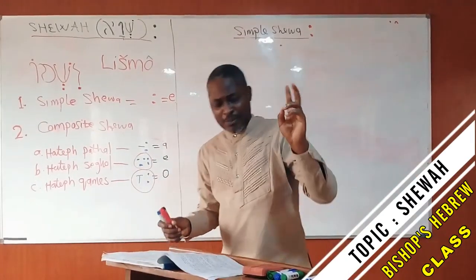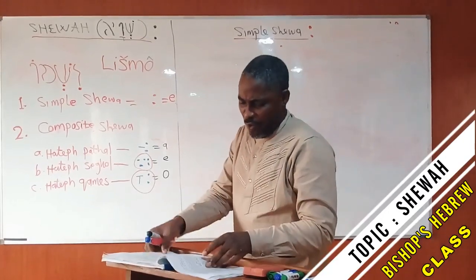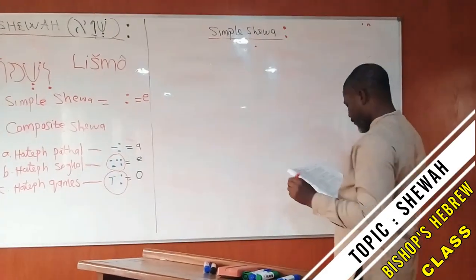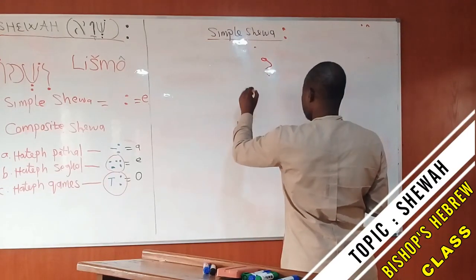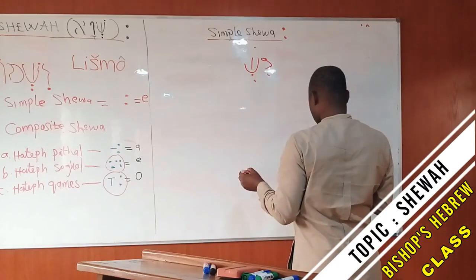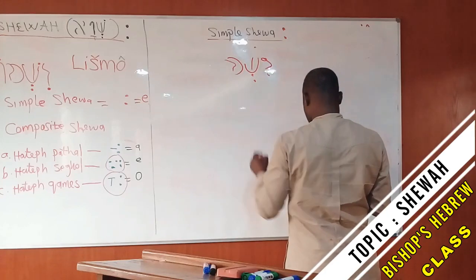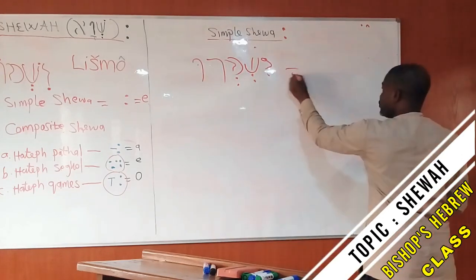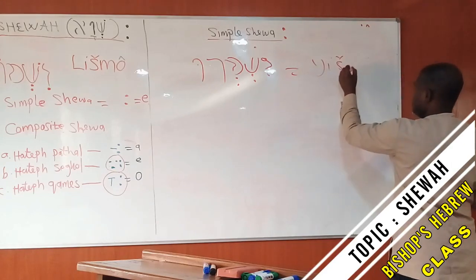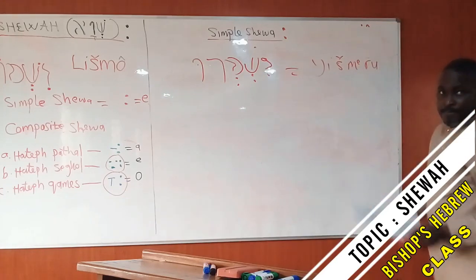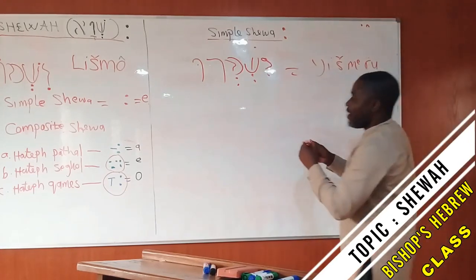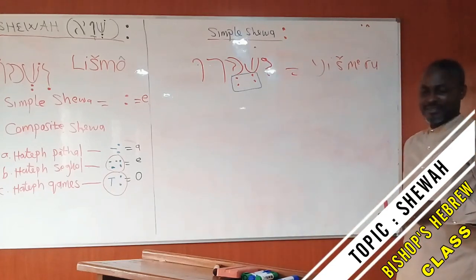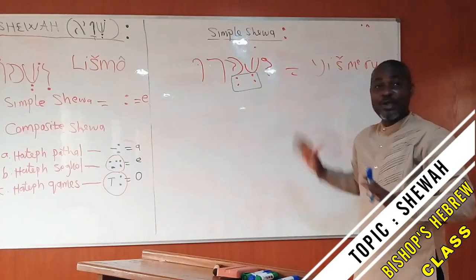Now, we say when two SHEWAHs occur together in the middle of a word, let me give this as an example. When two SHEWAHs occur together in the middle of a word, you have this. This is Yishmeru. Now look at this. You have Yish. Now you have these two SHEWAHs occurring together at the middle of the word. So how do you call it? Because two SHEWAHs are occurring together, the second SHEWAH becomes vocal.